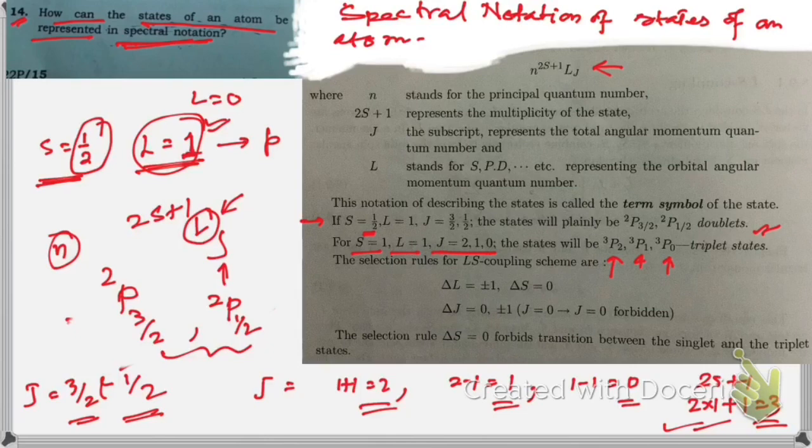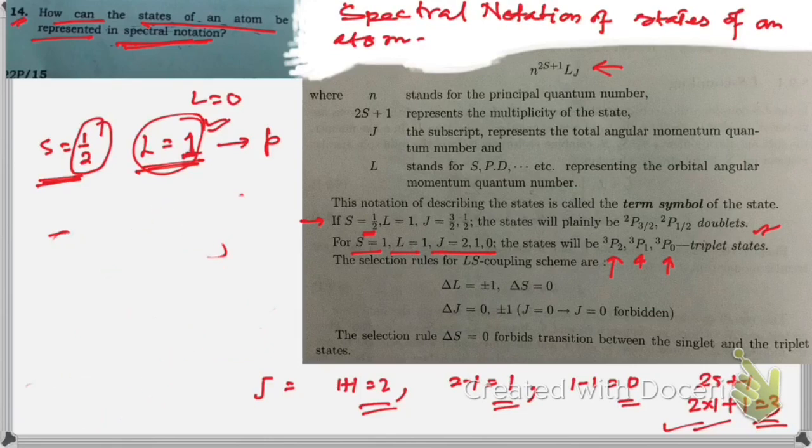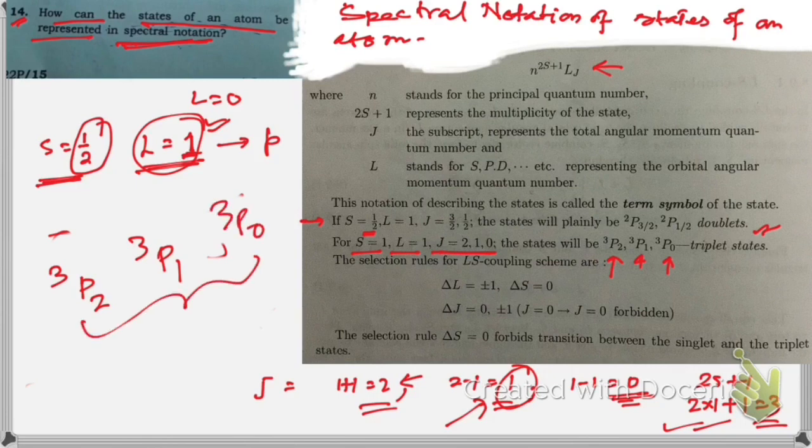So here you see, as we have multiplicity 3 and L equal to 1, we get 3P. With J equal to 2, it's 3P2, then we also have the value of J as 1, so 3P1, and another is 0, so 3P0. This is a triplet, right? I hope you have understood how we can represent the state of an atom with the help of spectral notation of states of an atom.